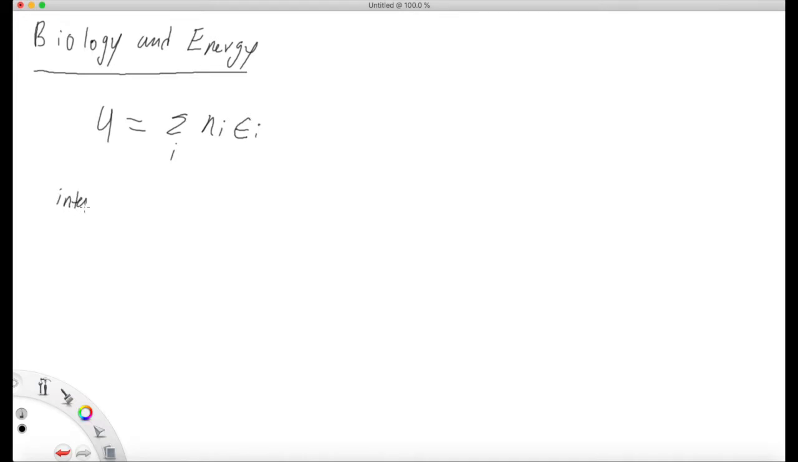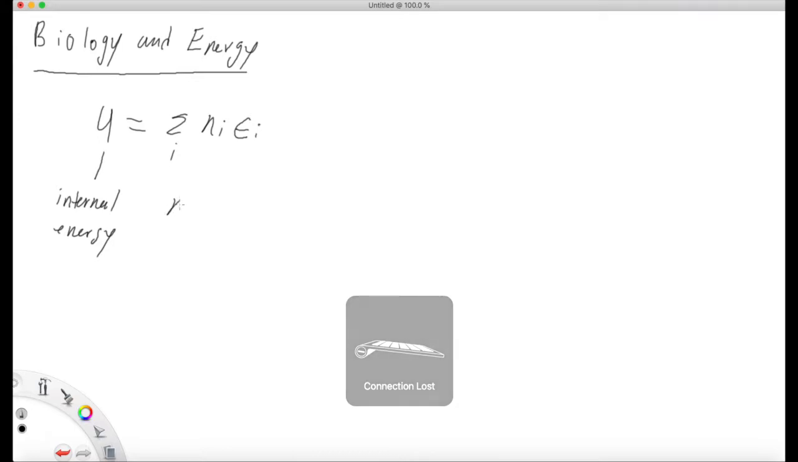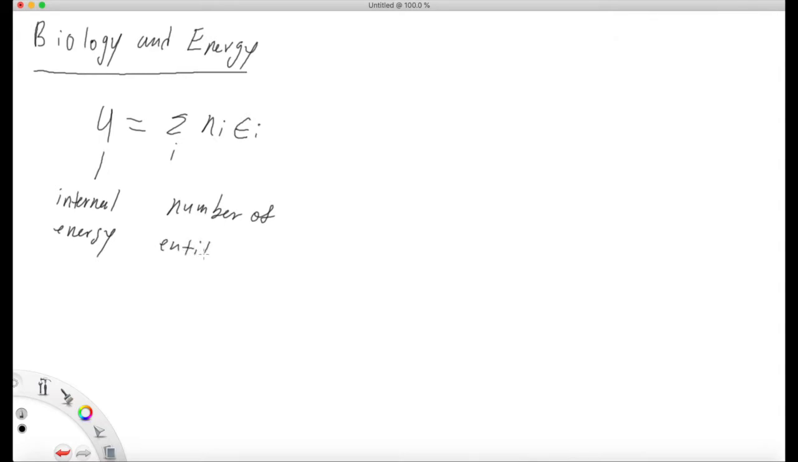And that the symbol Ni, we're going to use that to refer to the number of entities in the energy state Ei, or we can call it the occupation number. And then we can say that the symbol Ei refers to the given energy state. So we're summing over this product.